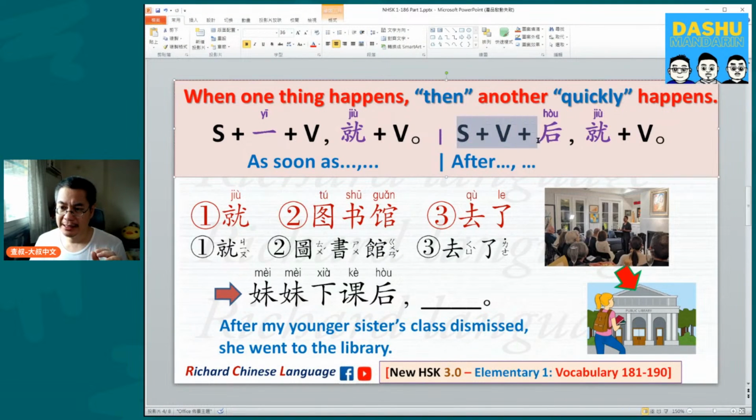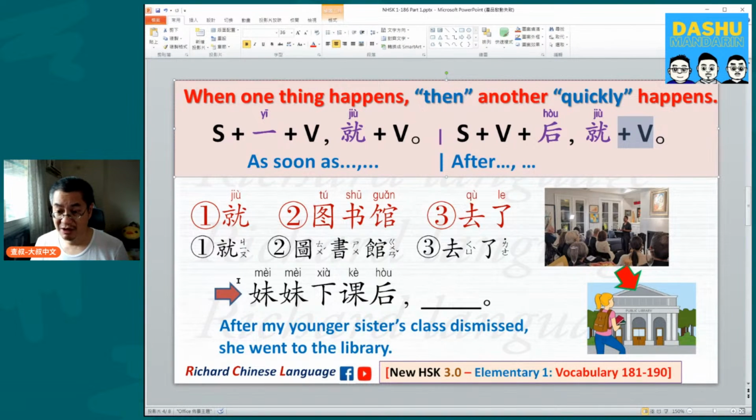The other structure like this uses 后, which means after. We say subject plus verb and then plus 后, like after ...... in Chinese, ……后. And then we use 就 also. This is very similar to the previous structure, meaning one thing happens and then the other happens as well, and quickly. So we can use ……后就…… Whenever we use 就, mostly we use it in a grammar structure.